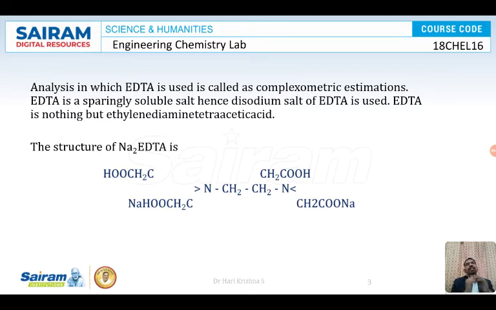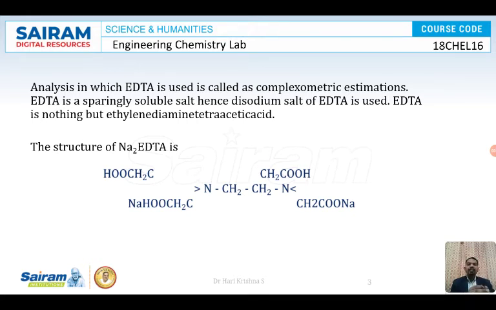If you are measuring only the hardness caused by the salts of calcium and magnesium with chloride and sulfate, it is called permanent hardness. By carbonate and bicarbonate, it is called temporary hardness. Combined together it is called total hardness. Now EDTA. So what is EDTA? In any of your titrations, if you are using EDTA, that is called complexometric titration.